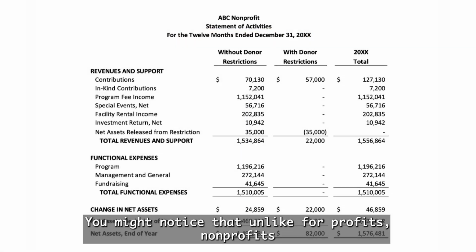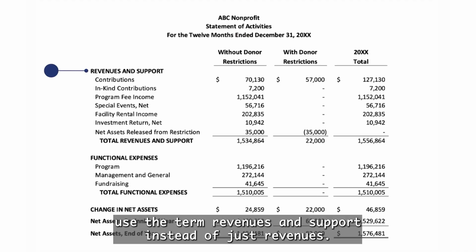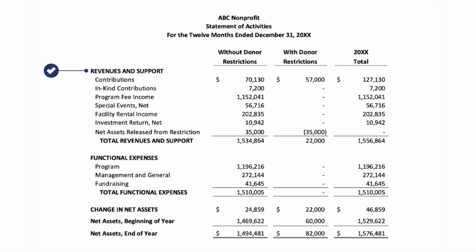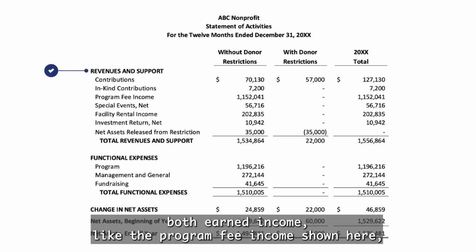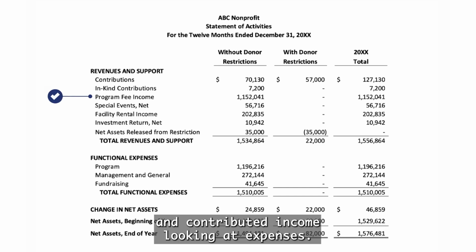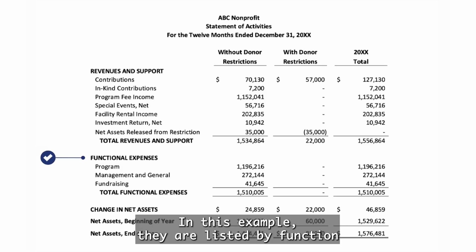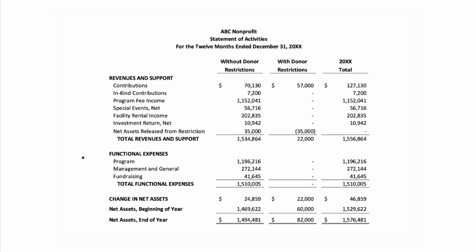You might notice that, unlike for-profits, nonprofits use the term revenues and support instead of just revenues. This better reflects a nonprofit's ability to receive both earned income, like the program fee income shown here, and contributed income. Looking at expenses, in this example, they are listed by function.